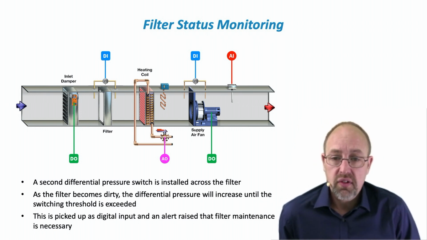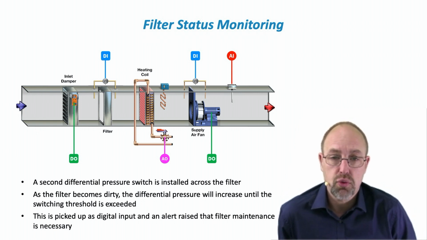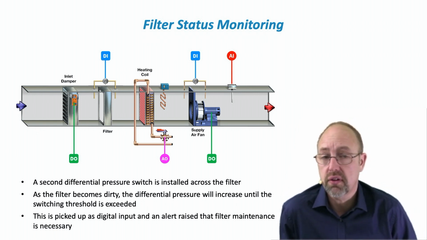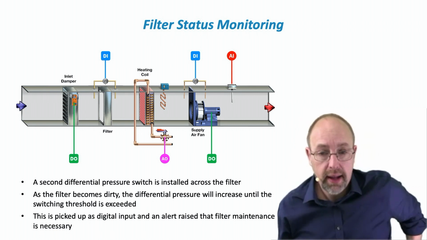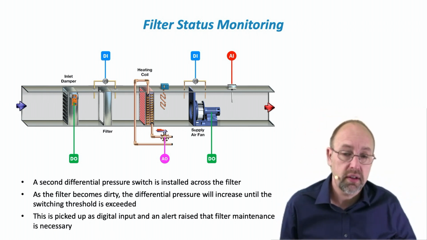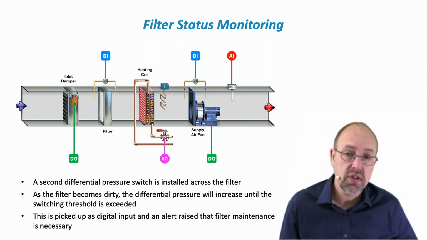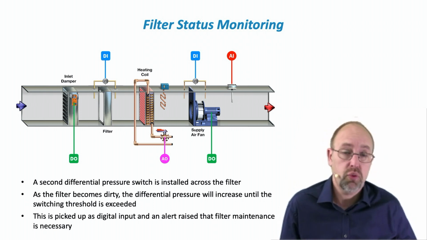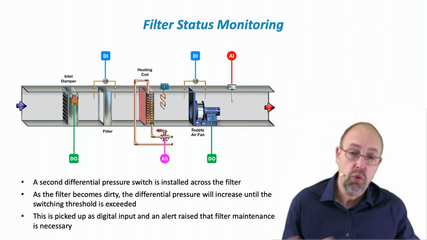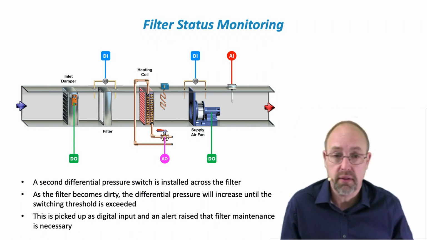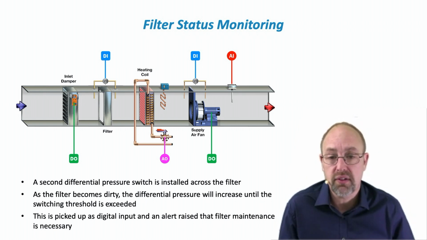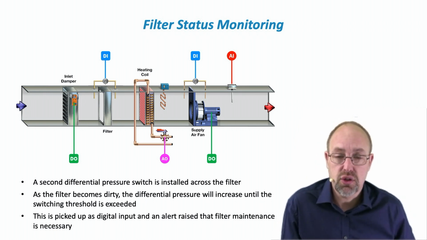We can also use our system to monitor the filter status. We have a second differential pressure switch connected across the filter. What that does is look at the pressure on one side and the other side. As the filter gets more and more dirty, the differential pressure increases. And when it reaches the dirty threshold, the switch clicks in. And again, we will probably get a plant alarm, or we might just have some other information feeding through our system. But we can monitor that into our BeMS.